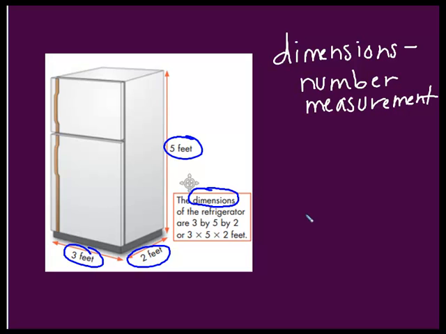So if you had a two-dimensional figure and you asked for its dimensions, it would just have length and width. But for the three-dimensional figures, which we call 3D, we do length, width, and height, and this has all three of them.